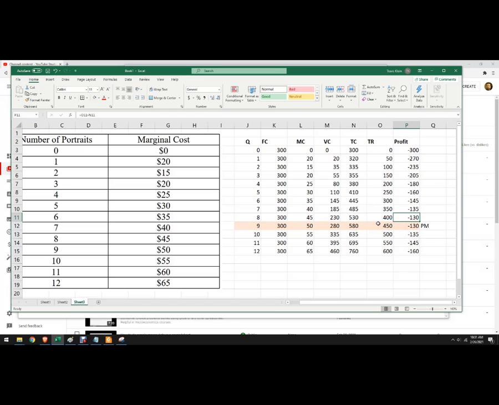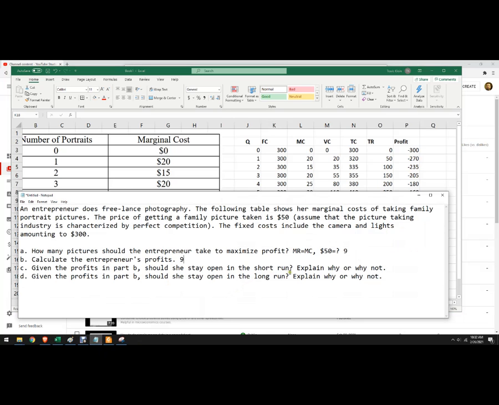Okay. So I'm always losing money, or rather the entrepreneur is. So this is the best they can do. So in the short run, we like to say they should go ahead and stay open, but produce there. Now, if they shut down in the short run, they've got to pay the $300. So losing 130 is better than losing 300. So that's why they're going to produce in the short run. Okay. So that's that short run issue there, right?